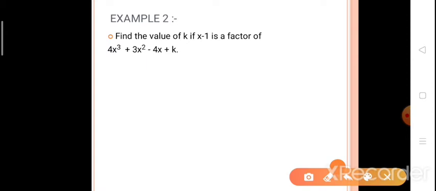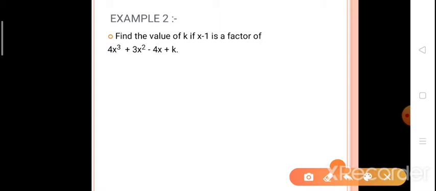a factor. You don't have any need to find out whether x minus 1 is a factor or not. Here you have been given that x minus 1 is a factor of 4x cube plus 3x square minus 4x plus k. So here you have to find out the value of k. When I told you about the factor theorem, the second part of the statement is that if a monomial x minus a is a factor of p of x, then p of a is equal to 0, right?